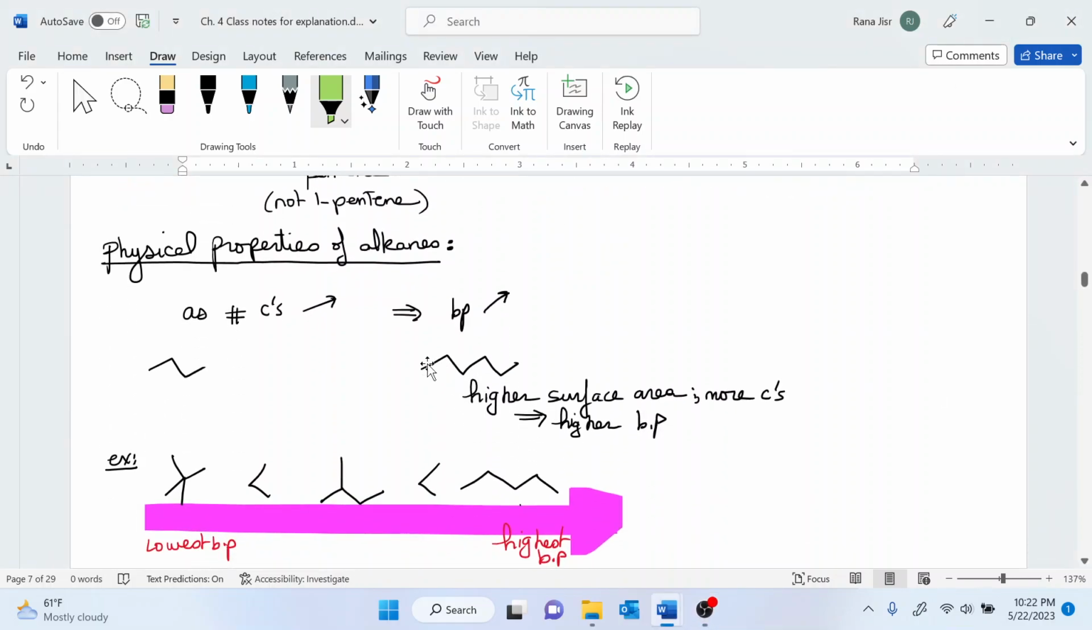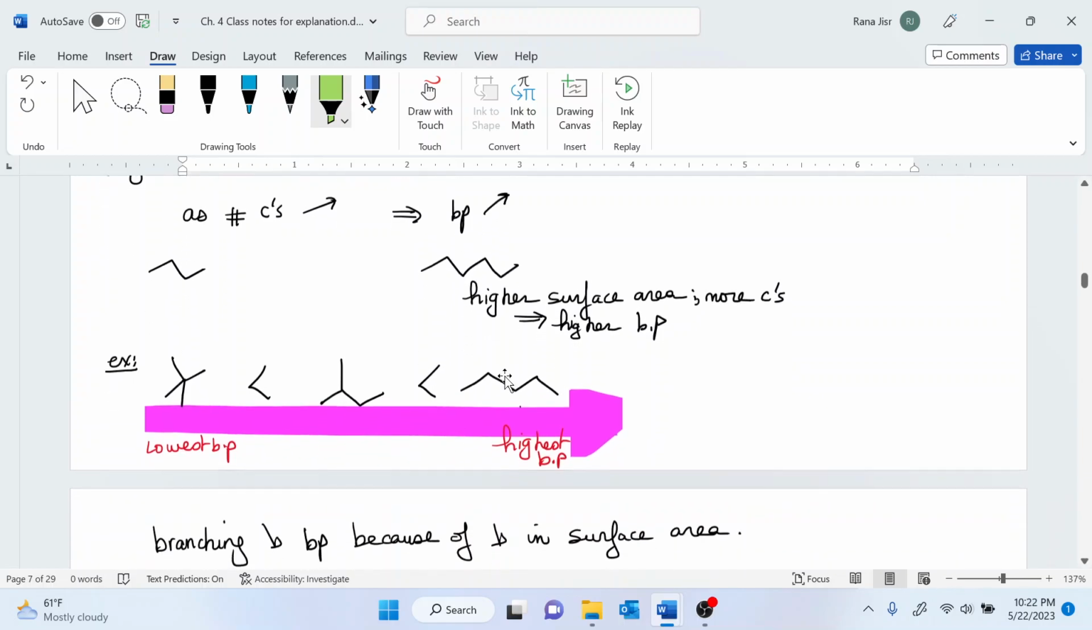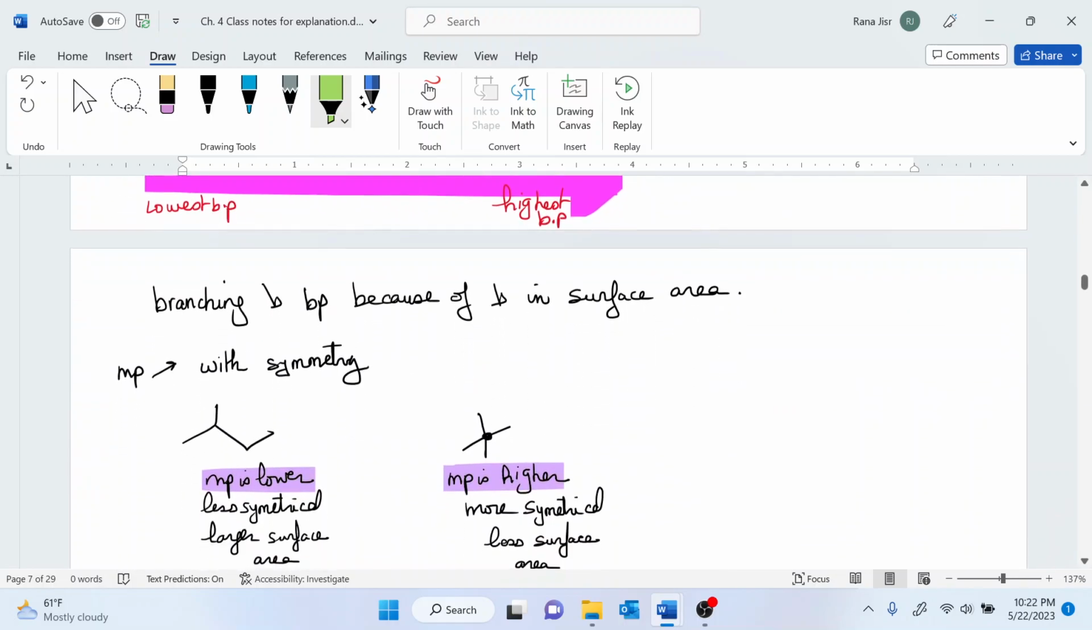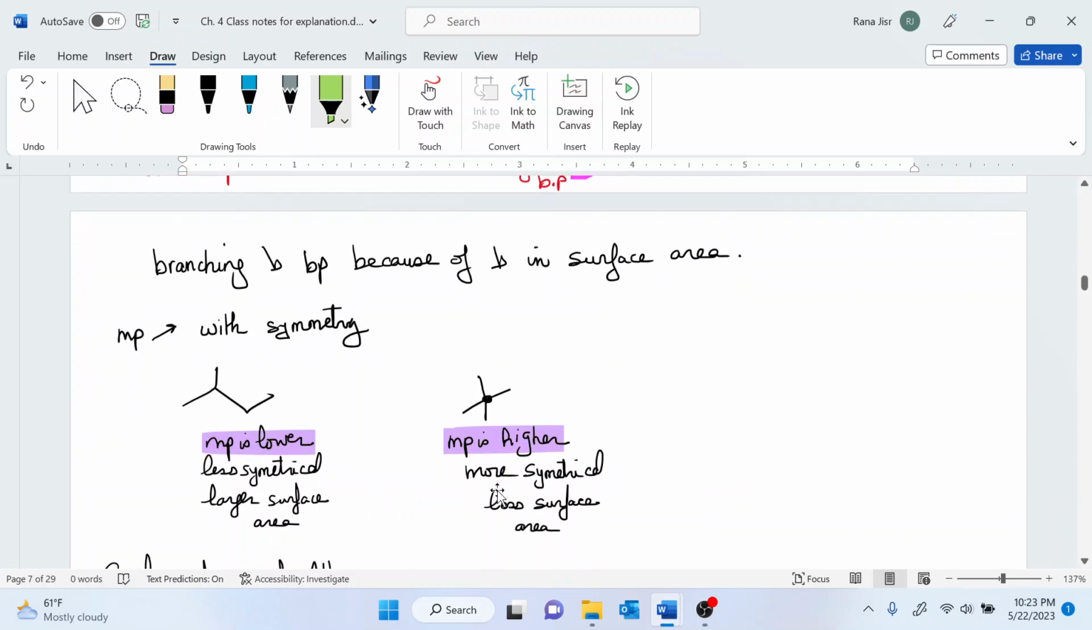Boiling point increases as the number of carbons increase. So the higher the surface area, the higher is the boiling point. Branching decreases the surface area, so the lower the boiling point is going to be. Melting point is also affected by the surface area. So the more compact the molecule is, the more symmetrical the molecule is, the higher is the melting point. So melting point here is opposite of that of the boiling point with alkanes.